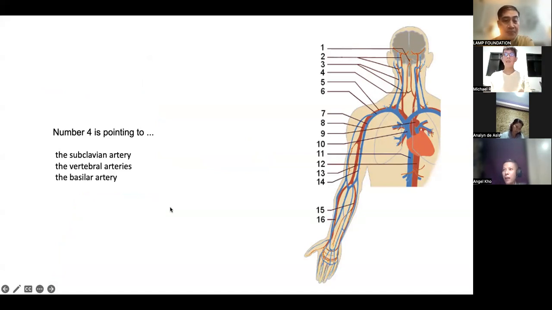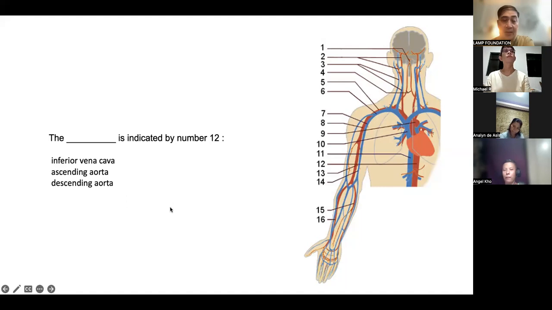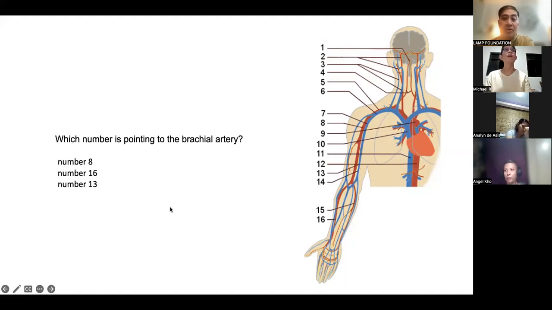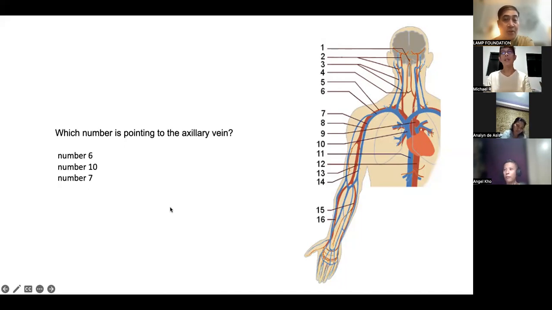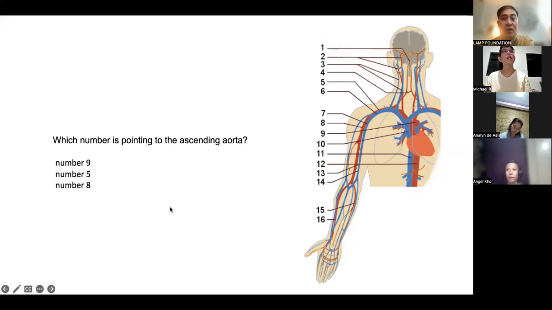The vertebral arteries. Which number is pointing to the inferior vena cava? Number 11. The blank is indicated by number 12. Descending aorta. Which number is pointing to the brachial artery? Number 13. Which number is pointing to the axillary vein? Number 7. The blank is indicated by number 8.